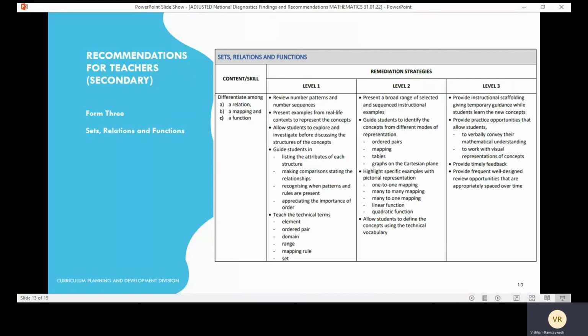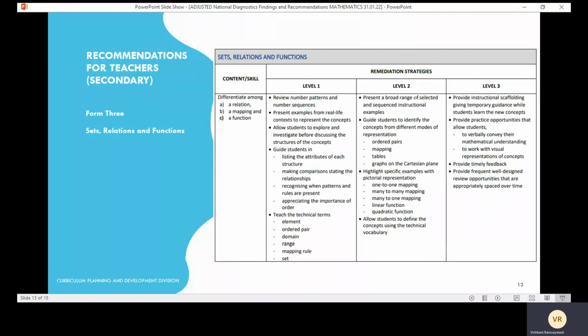At level 2, we want to develop the language and the understanding of the technical terms. So teach the technical terms such as element, ordered pair, domain, range, mapping rule, or set. We continue at level 2 with similar strategies at a higher level.